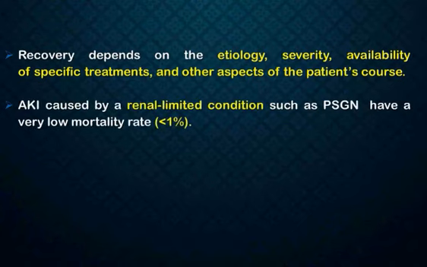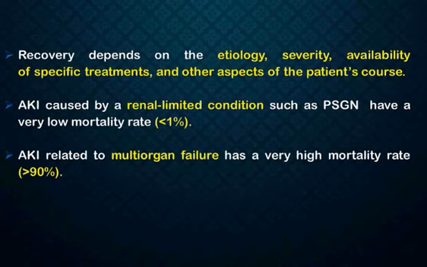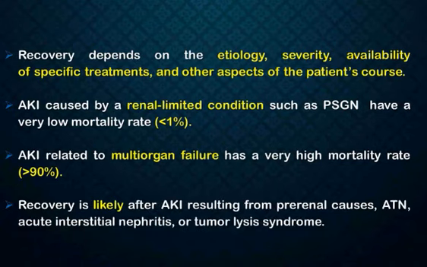So in renal limited conditions, like post-streptococcal nephritis, the mortality rate is low, less than 1%, which means a very good or excellent prognosis. While in those related to multi-organ failure, of course, the mortality rate will be more than 90%. So the recovery is likely after acute kidney injury. We expect it from prerenal causes because of correction of, as we said, dehydration, or acute tubular necrosis, or acute interstitial nephritis, or tumor lysis syndrome.